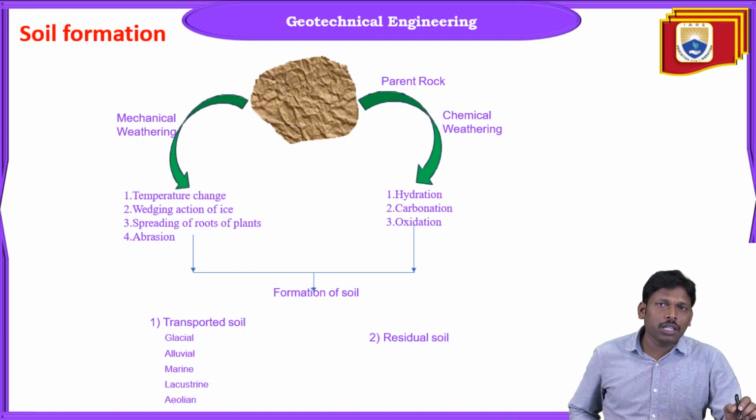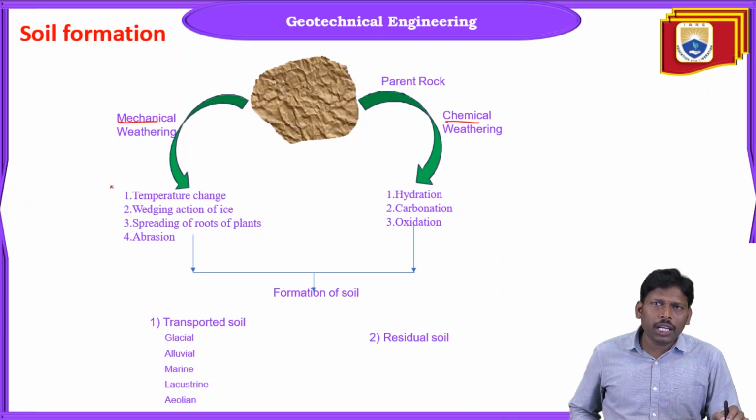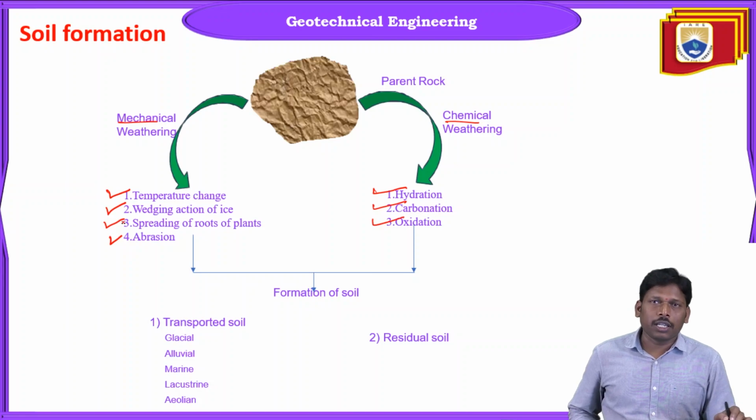And then this weathering is actually in two types. One is mechanical weathering and the other one is chemical weathering. Mechanical weathering is due to changes in temperature, wedging action of the ice, spreading of plant roots, as well as absorption. In the other way, chemical weathering is due to hydration, carbonation, as well as oxidation.